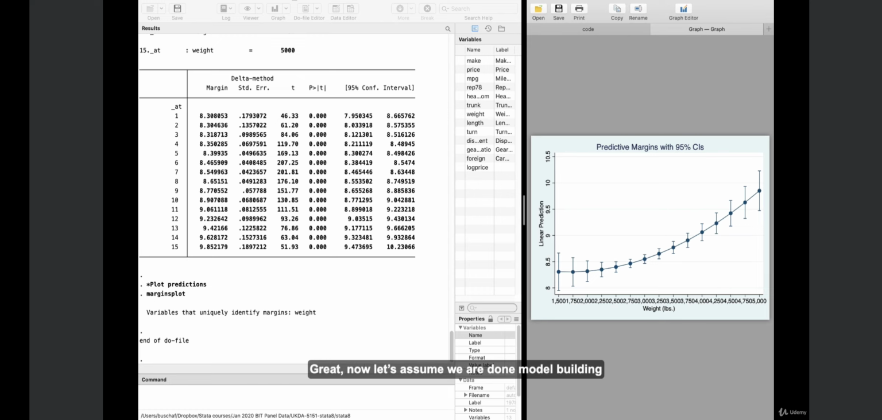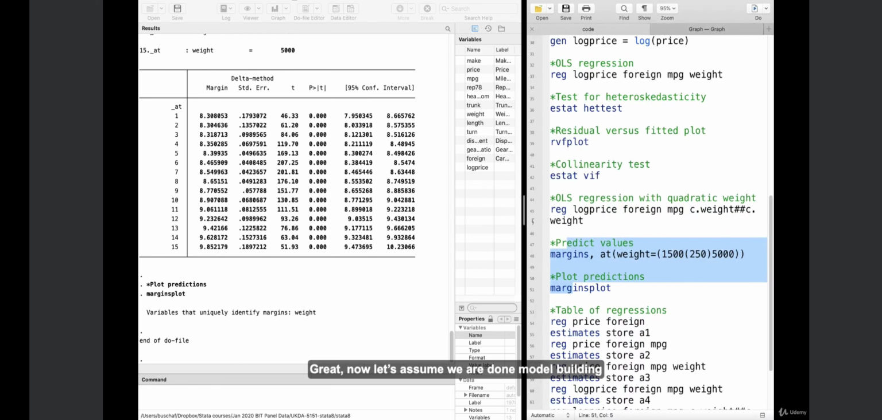Great. Now let's assume we are done model building. Regression models are often not presented as they are shown by statistical programs. There is simply too much information in the tables presented by statistical programs, most of which is redundant or not useful to layman readers. It is also common to include multiple regression models in a table so that readers can follow the progress of the coefficients as additional variables are included or removed from models. Here's an example of how regression tables often look in reports.